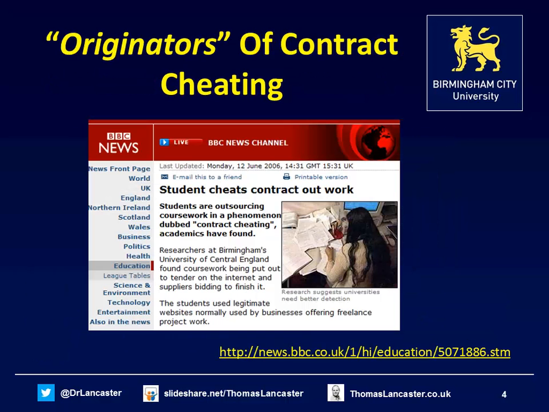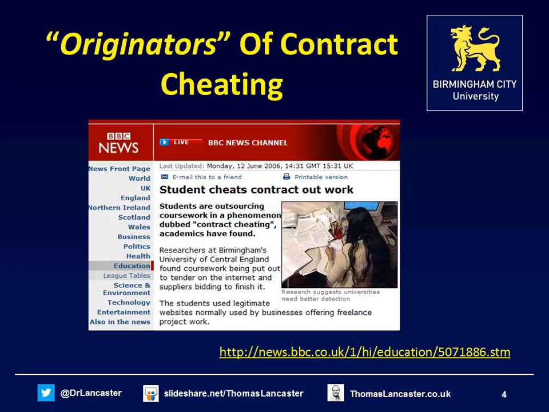I said a few minutes ago that we're the real originators of this field of research into contract cheating. There are plenty more people now interested in cheating, plagiarism, academic integrity, and all the associated areas, but this is a publication or a news story of ours dating back to 2006, when we first really started to work hard to publicize this problem, presented on the BBC News website, and it just talked about our early research.